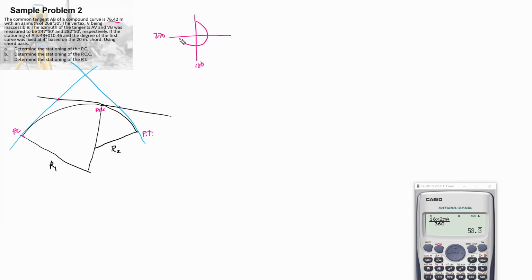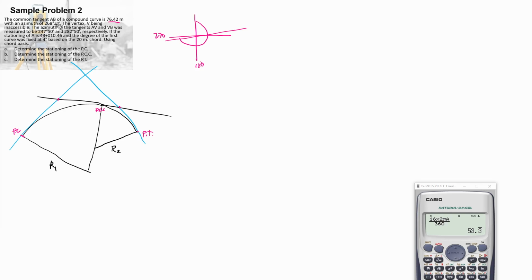Kung 268, parang ganun lang siya. And then, ganun pala. Baliktad yung drawing ko. So, anyways, tignan na lang natin yung drawing niya. Saan na tayo?